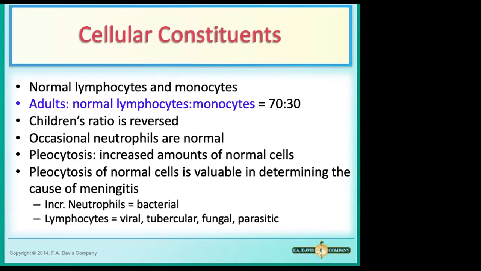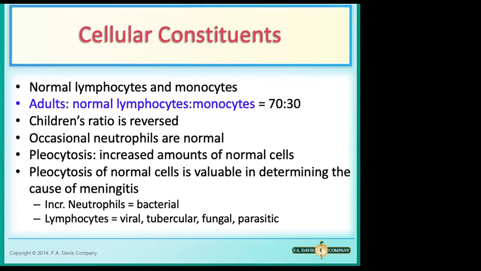Okay, so pleocytosis is the presence of increased numbers of these normal cells. So when you see normal cells, but you see them in increased numbers, that's pleocytosis. It's increased amounts of normal cells. Pleocytosis of normal cells is valuable in determining the cause of meningitis.